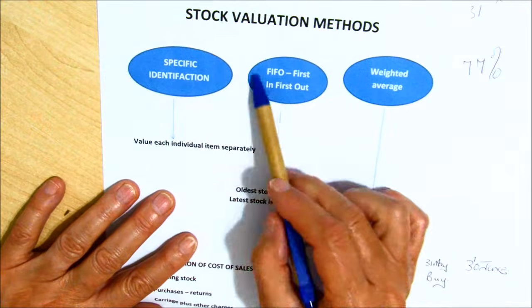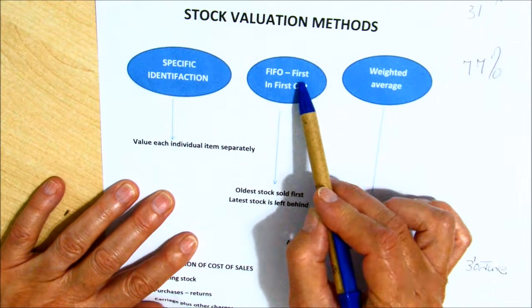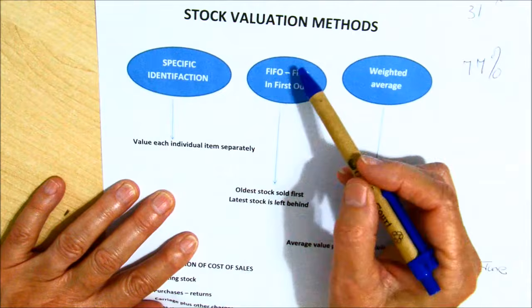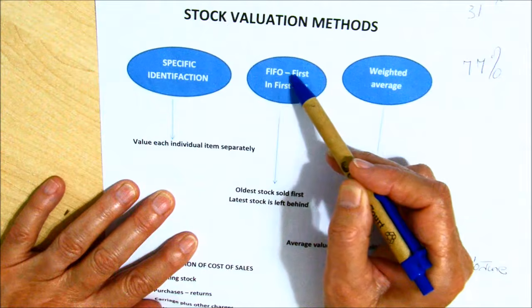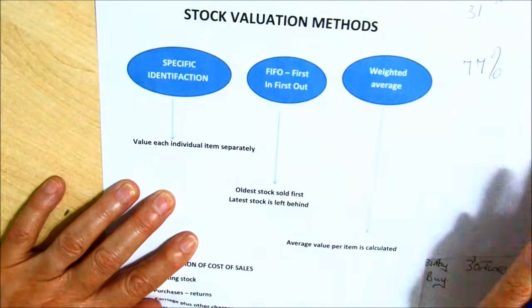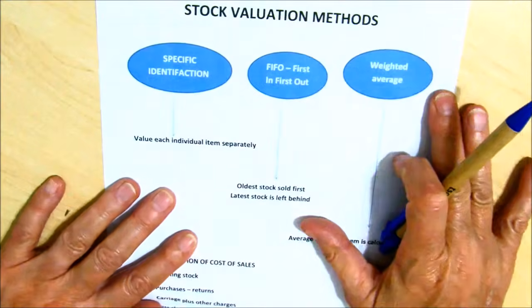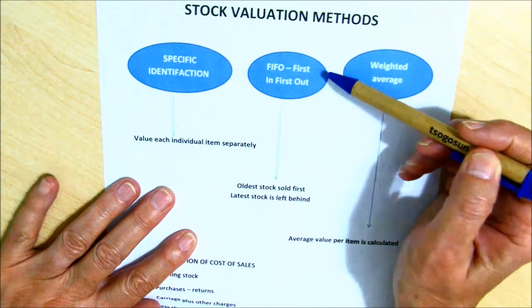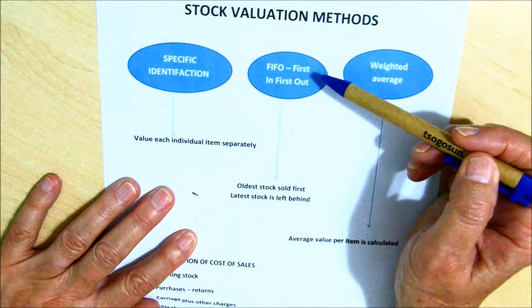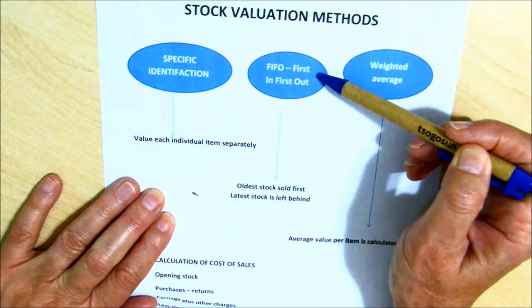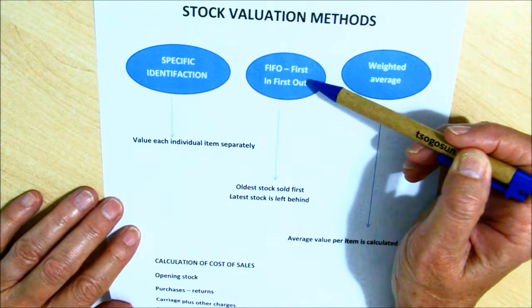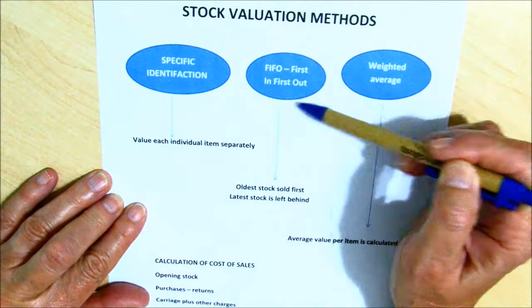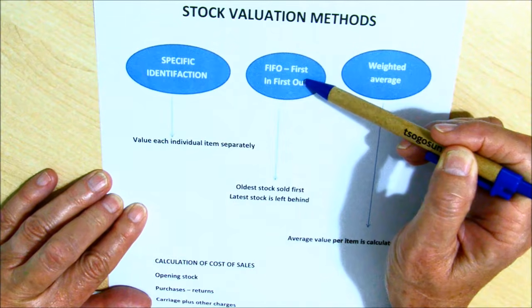Then we get the first in, first out, the FIFO method, and here it's exactly what it says. We go on the assumption that the first lot of stock will be sold first. The oldest stock will actually be sold off first. So if you buy milk on Monday and then buy milk again on Tuesday, your oldest stock, the Monday items, will be sold first. The Tuesday's items will be left behind, and those will go into your stock valuation.